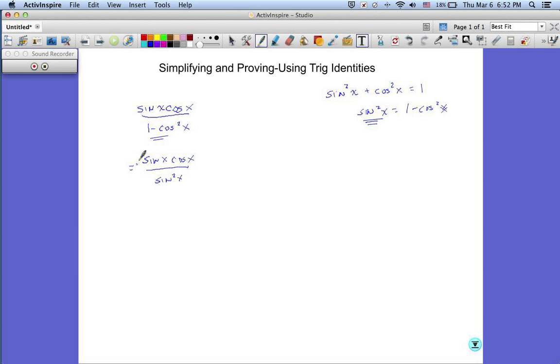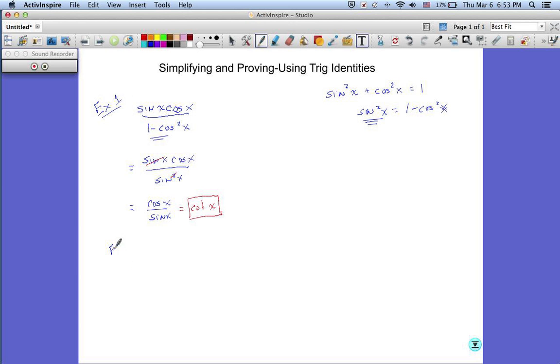Okay, so that was a simple substitution there. And then I'm going to take one of these sines and that sine and cross them out. And I have cosine divided by sine. So cosine of x divided by sine of x. And then we all know that's the same as cotangent of x. So I took this ugly little guy up top here, sine cosine over 1 minus cosine squared, and turned it into a simple little cotangent. All right, let's take a look at a couple other ones here. That was example number 1.